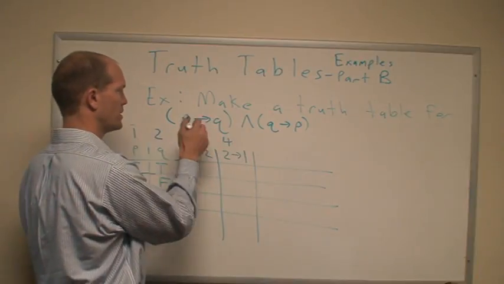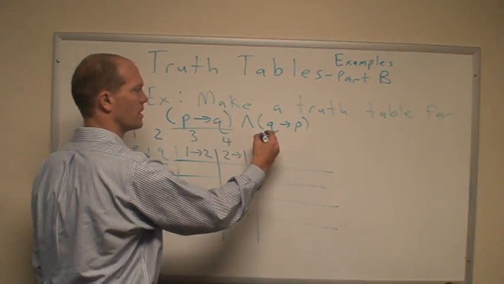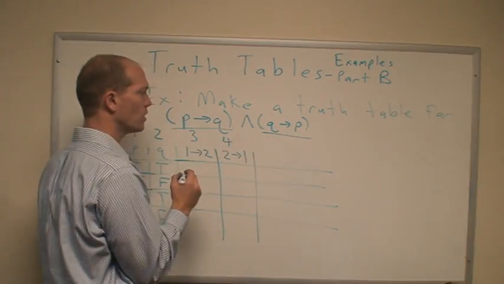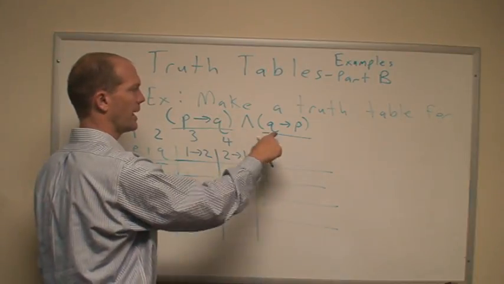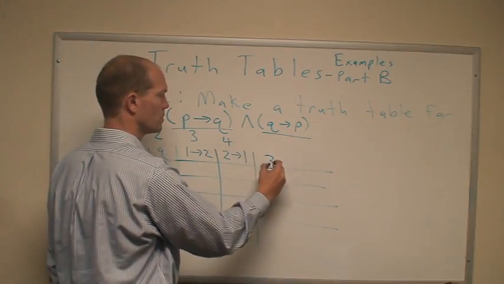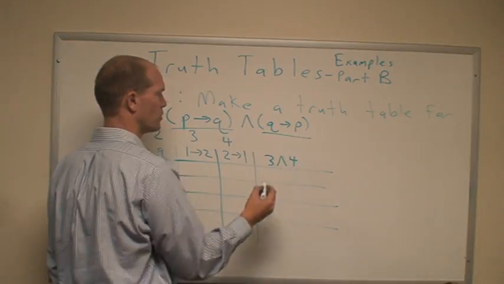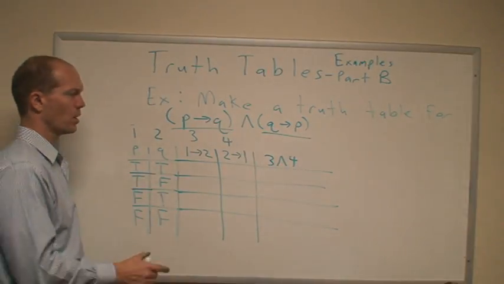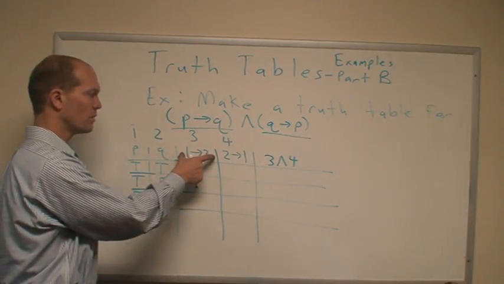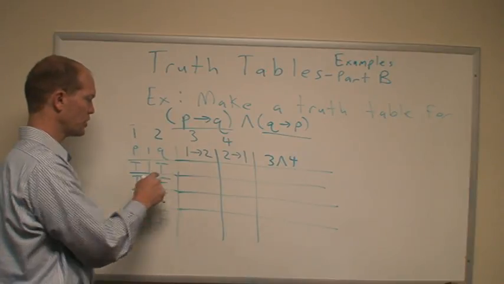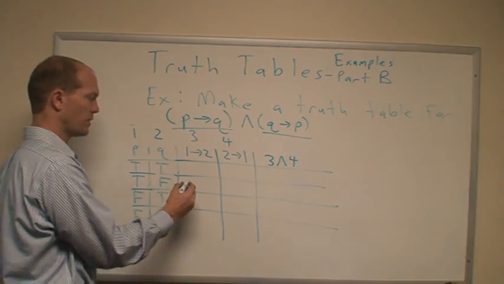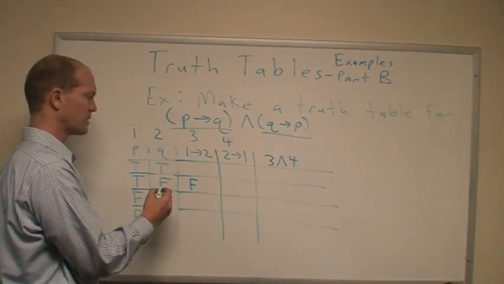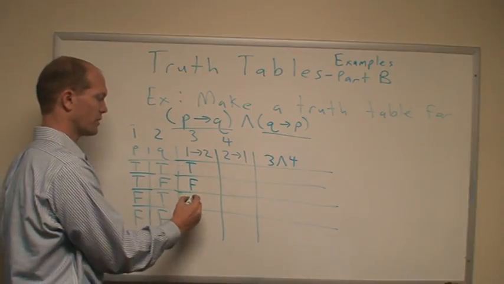Now I've got this whole part in column 3, this whole part in column 4. I want to do column 3 and column 4, and that'll be my final result for the truth table. Going through and applying the if-then rule for 1 and 2, I'm looking for where the first thing is true and the second thing is false. That occurs in row 2, and it only occurs in row 2, so it's true everywhere else.